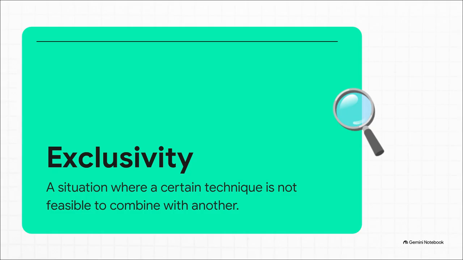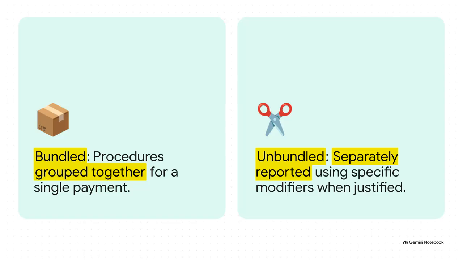For instance, let's say a doctor attempts a closed reduction of a fracture, meaning they're trying to set the bone without making an incision, but it fails, and they immediately have to pivot and perform an open reduction with an incision. Well, you can't bill for both. You only bill for the more complex, successful operation. This is the true essence of bundled versus unbundled procedures. Bundled procedures are grouped together by payers for a single payment because one step is considered incidental to the other.